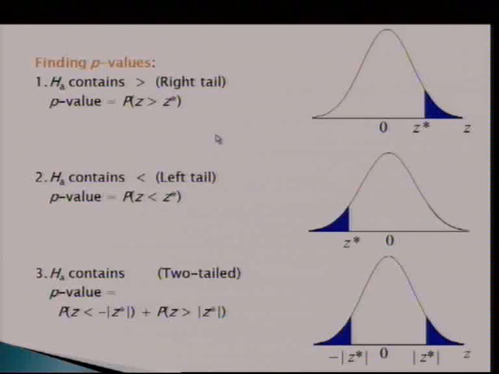Now this p value can happen in three ways. Our rejection region can be at the right side, that is the right tail. The rejection region can be at the left side, the left tail, or the rejection region can be at both ends, the left tail and the right tail.